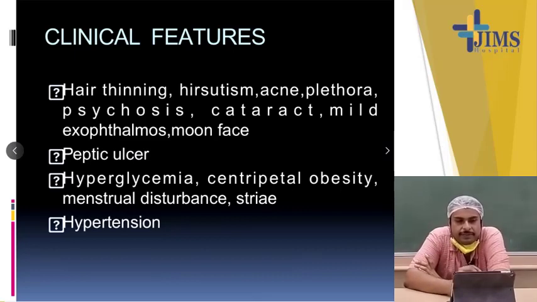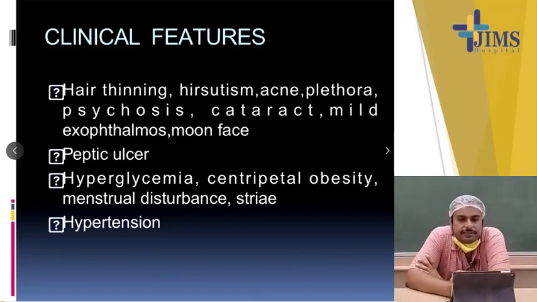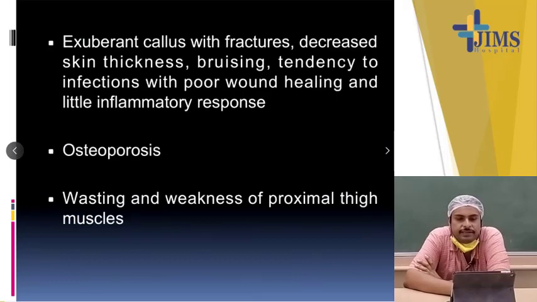Peptic ulcer may also occur. Hyperglycemia, centripetal obesity, menstrual disturbance, striae, that is marks on the abdomen, and hypertension. These are important features. Exuberant callus with fractures, decreased skin thickness, bruising, tendency to infections with poor wound healing, and little inflammatory response. Osteoporosis may also occur, and wasting and weakness of proximal muscles of the thigh is also a feature.